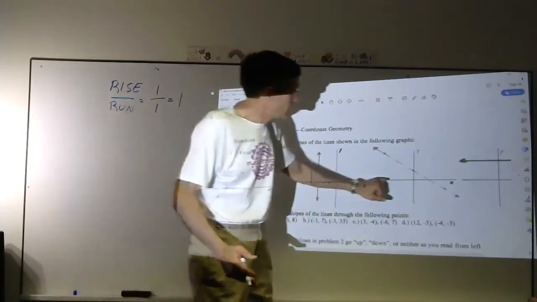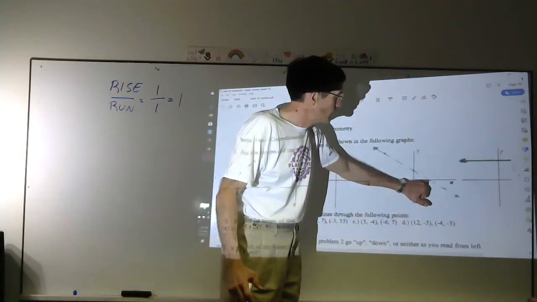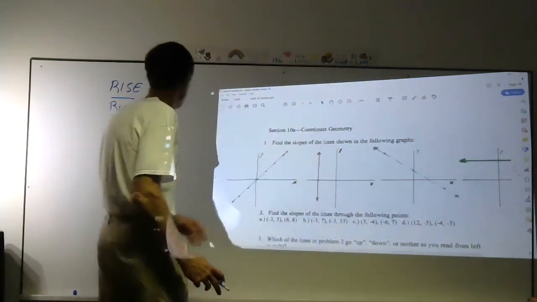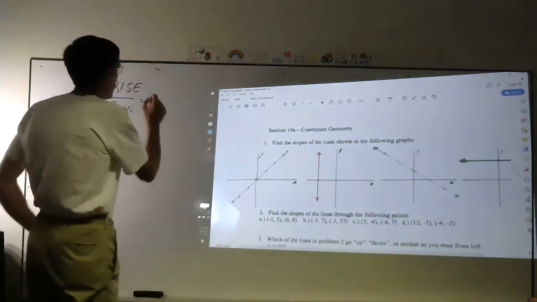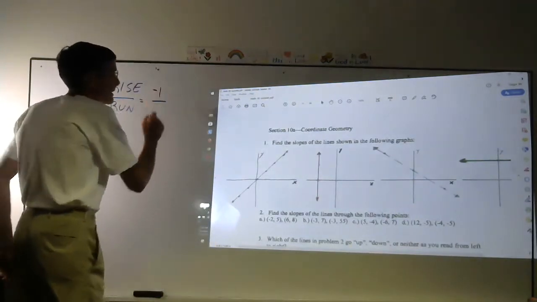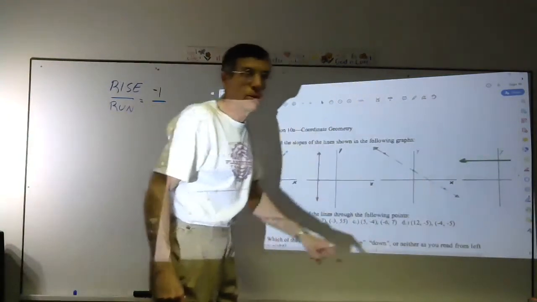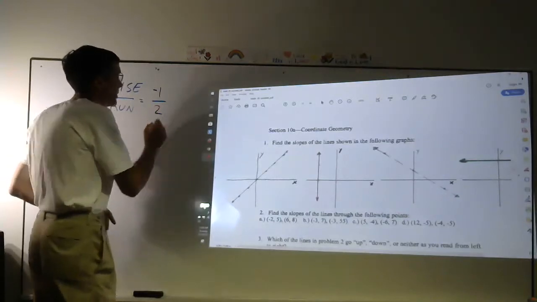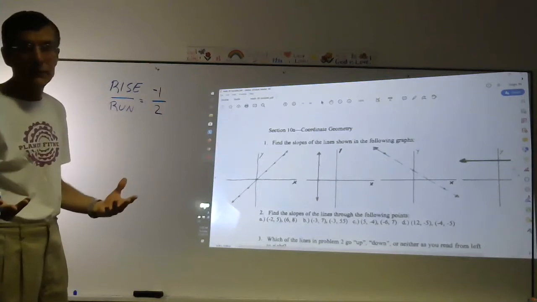Okay? Now this one was supposed to be down 1 and over 2. Down 1 and over 2. Let's talk about the slope in this one. If you go down 1, that is a rise of -1. And then if you go to the right 2, going to the right 2, is it not a positive 2? So the slope of that one is -1/2.